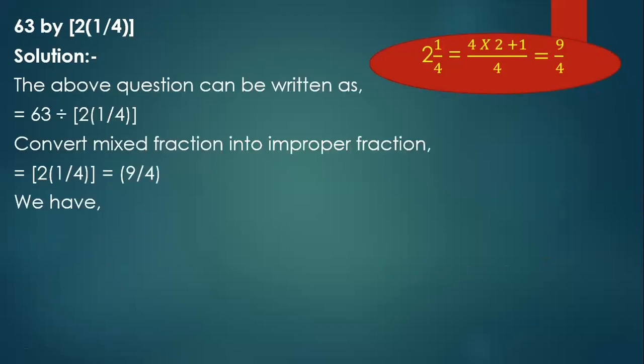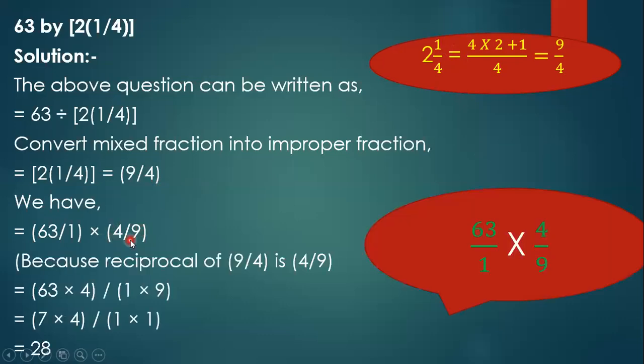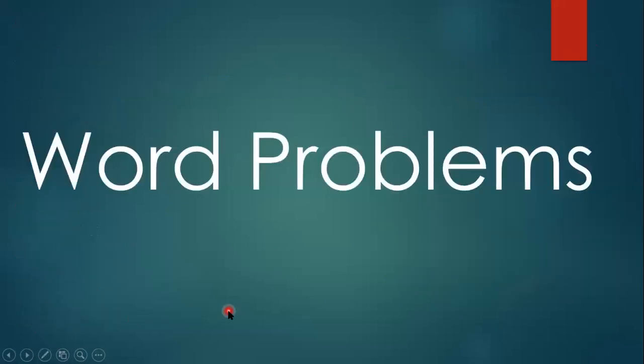Again, a very simple question. 63 divided by 2 1 by 4. The first thing we will do is convert 2 1 by 4 into an improper fraction. 4 multiplied by 2 gives us 8. 8 plus 1 gives us 9. So we are left with 9 by 4. The reciprocal of 9 by 4 is 4 by 9. Okay. This is how we multiply. In 9's table, 63 comes 7 times. And 7 multiplied by 4 gives us 28.